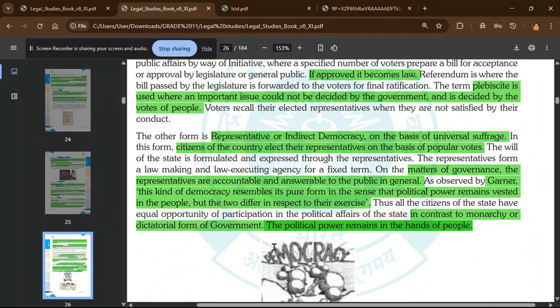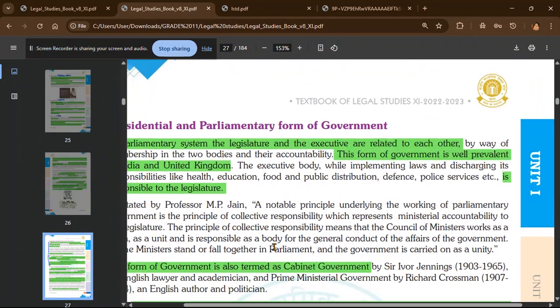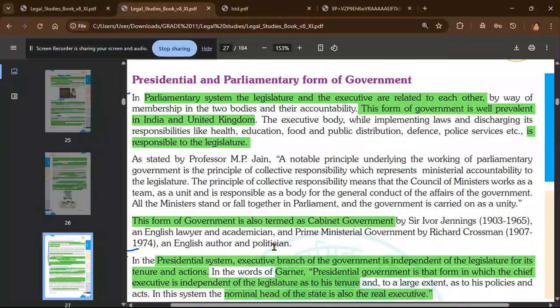Okay, so in contrast to monarchy or dictatorial form of government, the citizens of the state have equal opportunity to participate. In monarchy, power lies in the hands of the crown or the ruler, and in a dictatorial form the people have no say. So it differs because in democracy you have equal opportunity of participation, and the political power remains in the hands of the people. Then you have presidential and parliamentary forms of government.